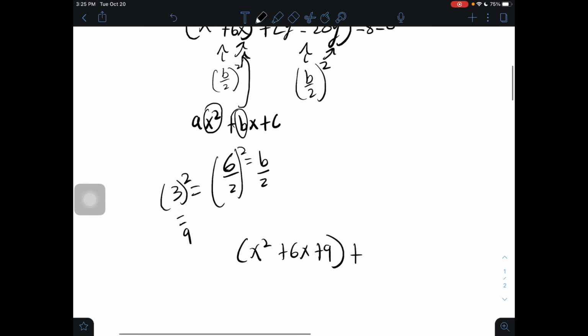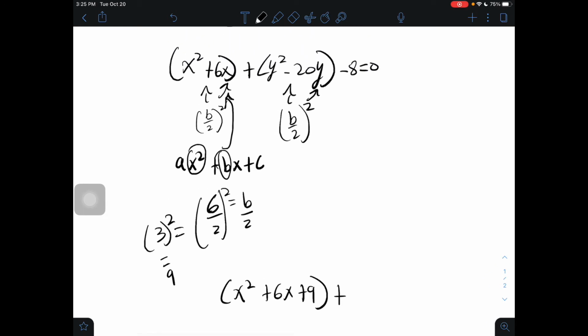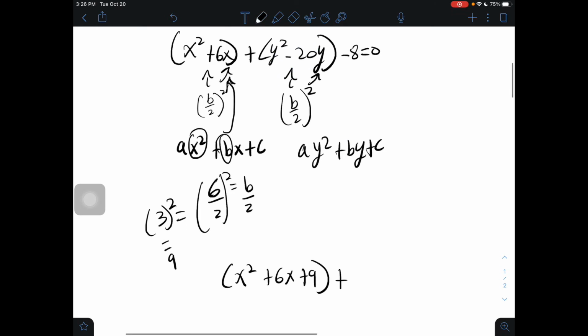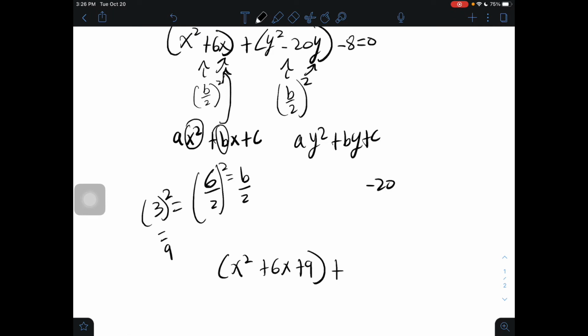Plus, now we're going to do the same thing we did for our x values for our y values. Again, remembering the form ax squared plus bx plus c, you can just replace these x values with y's. So it's going to look like ay squared plus by plus c. Now, our y squared does not have a coefficient, so again, it's assumed it's 1. Our b value, we can see, is negative 20. We're going to do what we did for our x, which is b over 2 squared.